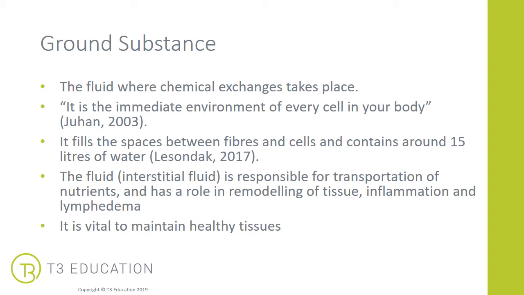This fluid is interstitial fluid, and it's responsible for the transportation of nutrients and has roles in such things as remodeling of tissue, inflammation, and also lymphedema. And it's also really vital to maintain healthy tissues and homeostasis within the cells. And the connection between the extracellular matrix, the ground substance, and the cells is a cell receptor called integrin, which permeates the cell from the extracellular matrix, which we'll discuss in a few slides' time.